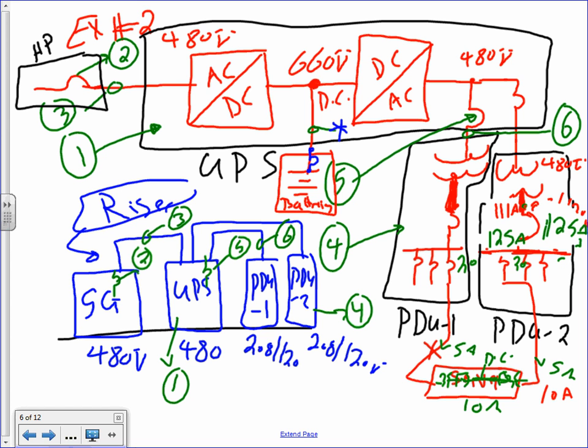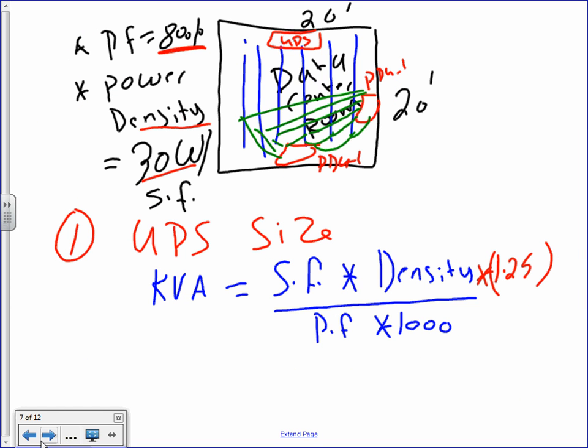Okay, so that's my UPS. Let's go to number one, UPS. When we size my UPS, here's the example I have, guys. I have a power factor of 80, power density 30 watts per square foot. These are the data center racks. My PDUs, I have PDU 1 and PDU 2, and the UPS sitting here. That's our room. The room that I'm trying to size for is 20 by 20.